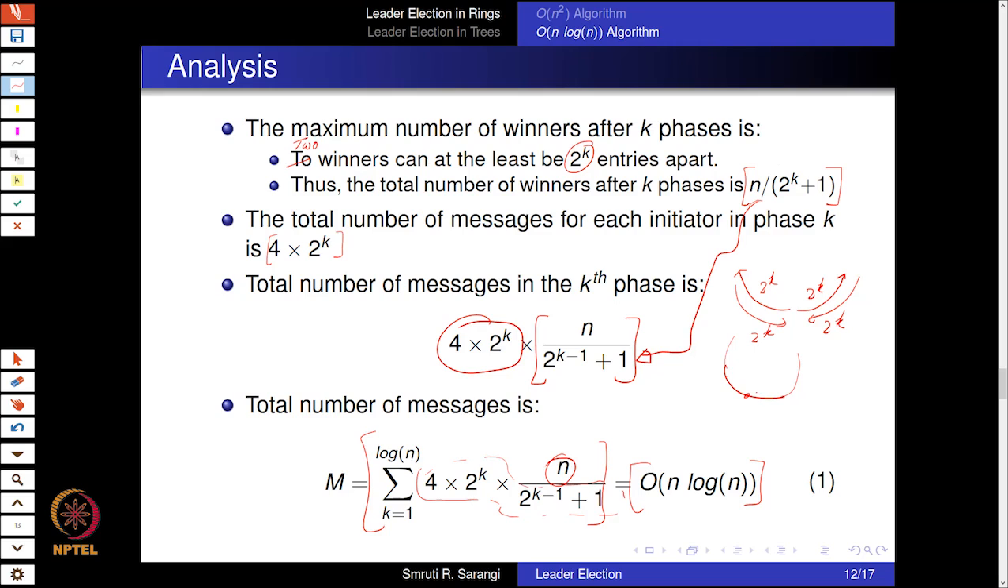Given the fact that we are suppressing messages, this is the same as saying that unless you win the quarterfinal, you can't participate in the semi-final. Unless you win the semi-final, you can't participate in the final. So we are suppressing messages. We are telling a lot of nodes not to send just because they lost a round. So after suppressing messages, ultimately very few winners will be left, and finally only one winner will be left.